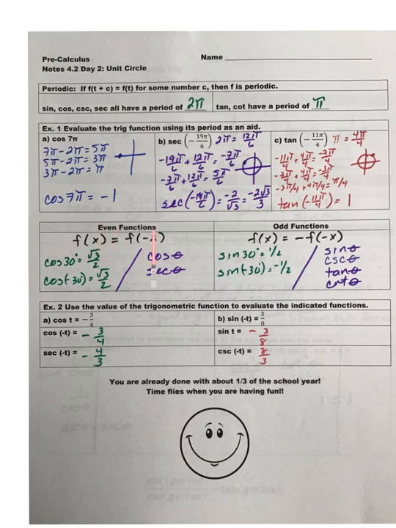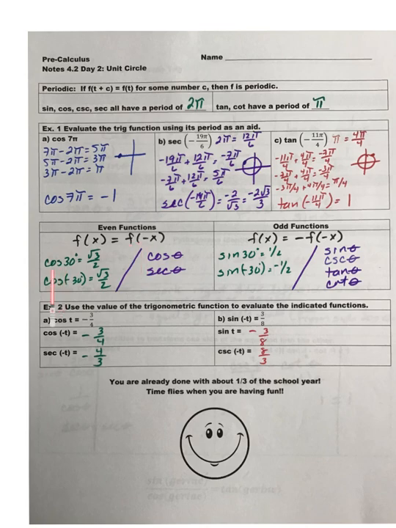All right, and then one other concept, even functions and odd functions. Two real basic ones are x squared and x cubed. X squared is an even function. Whether I plug in 2 or -2, I get +4. X cubed would be an odd function. If I plug in 2, I get 8, but if I plug in -2, I get -8. So even functions, you get out the same thing no matter what you plug in.